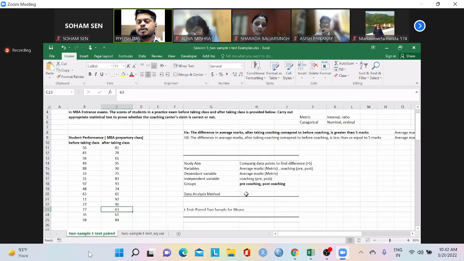Why is it not a two sample independent t-test? Because the information is given for the same student. 56, 81 is for the same student, 81, 78 is for another student.